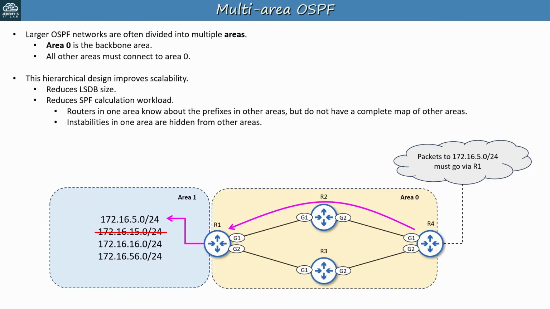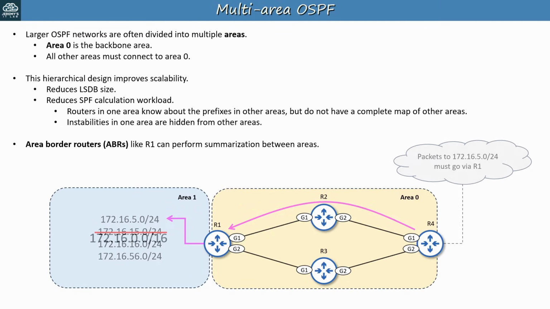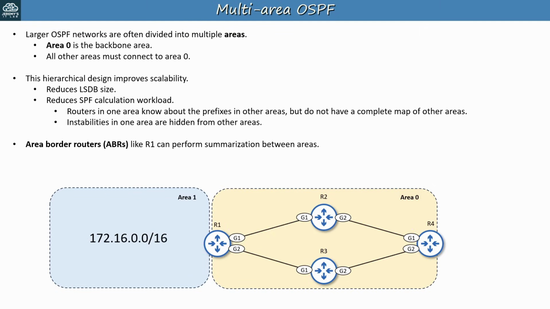And this hierarchical design also provides an opportunity for summarization. Area border routers, ABRs like R1, can perform summarization between areas. So instead of R2, R3, and R4 knowing about each individual prefix in Area 1, R1 can summarize the area as 172.16.0.0/16 and advertise that summary into Area 0. And it can summarize Area 0 as well.